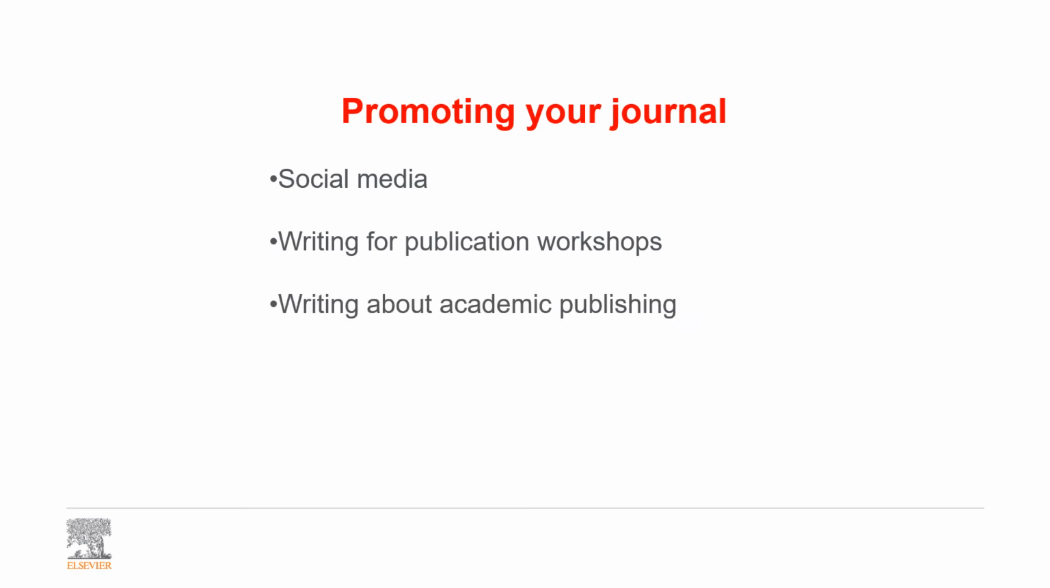The next topic I want to cover is promoting your journal, and I'm going to look at this under 3 headings. First of all, using social media, then providing writing for publication workshops, and finally writing about academic publishing. I find that these are all good ways to promote your journal, draw attention to the content of your journal and to you, and to lend credibility to some of the debates around academic publishing, and also to contribute towards them. So first of all, I'll look at social media.